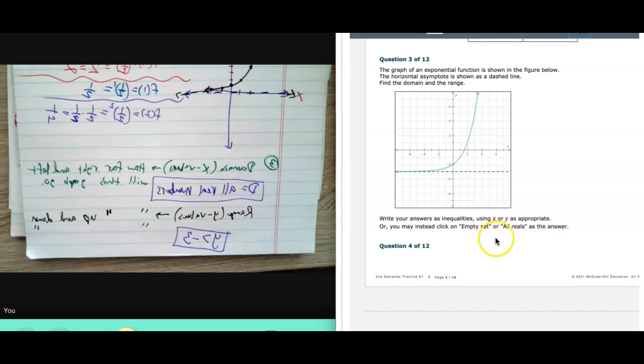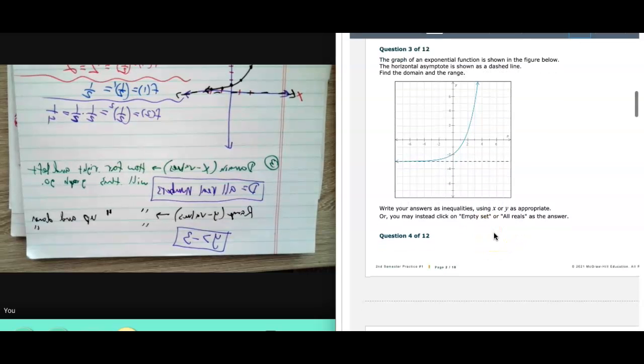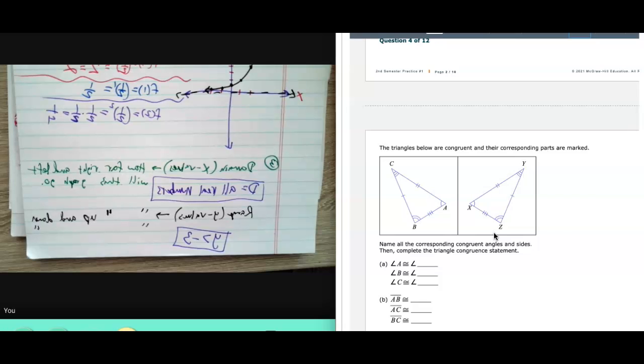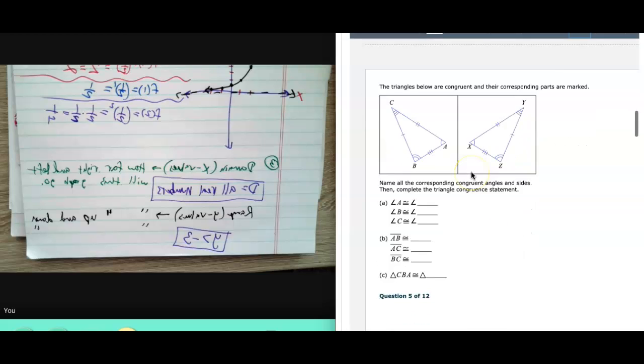So that's your range and domain. I don't want to talk it too much. It's not that complicated, and you could let me know if you have any questions. Moving along here to number 4.